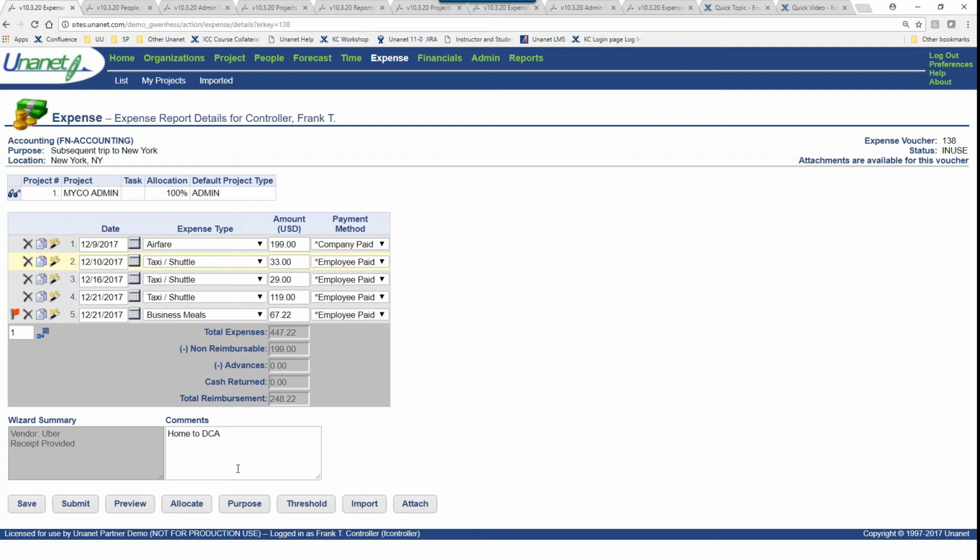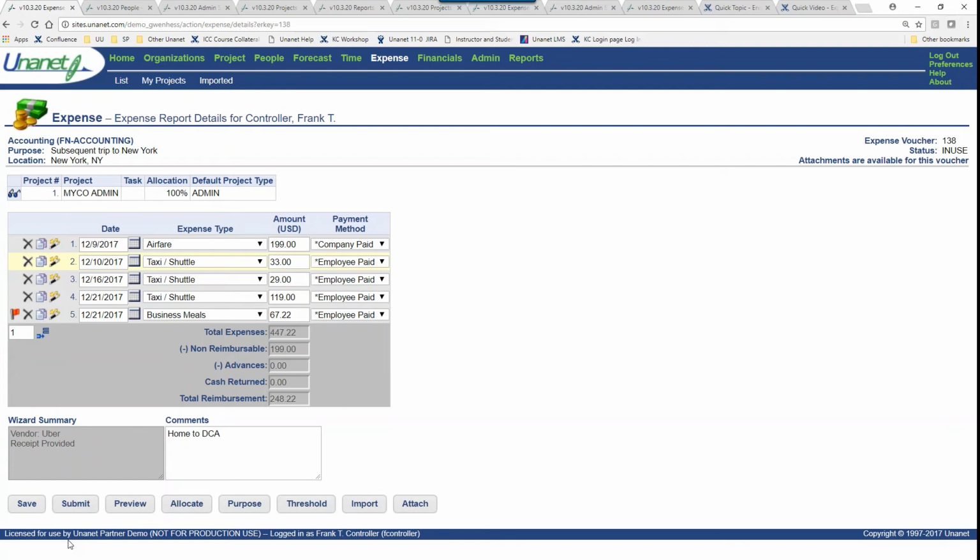All right, the next question was, is there an admin role specifically for expenses? No, there's not. And the next one, what happens when a particular expense type is not mapped to a project type and someone tries to use it?